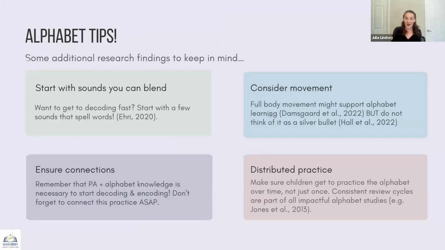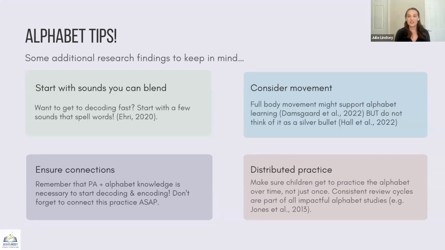So some final tips for the alphabet and additional research findings to keep in mind. If you do not have a scope and sequence for the alphabet and you are trying to construct a new one, start with some letter sounds that you can blend together. This will help get children, again, to that blending and decoding factor.